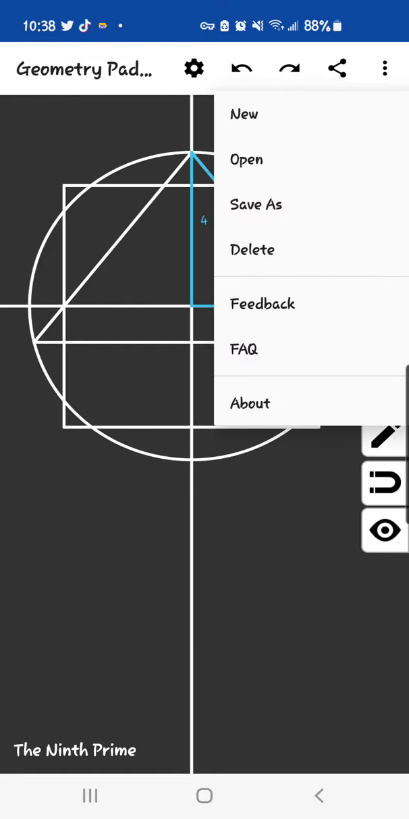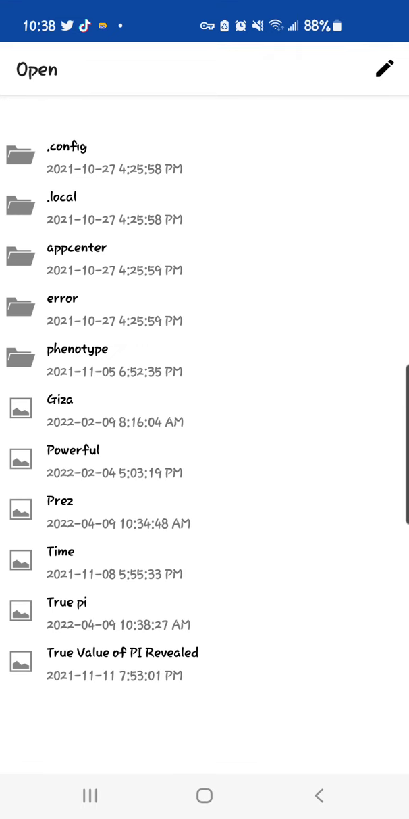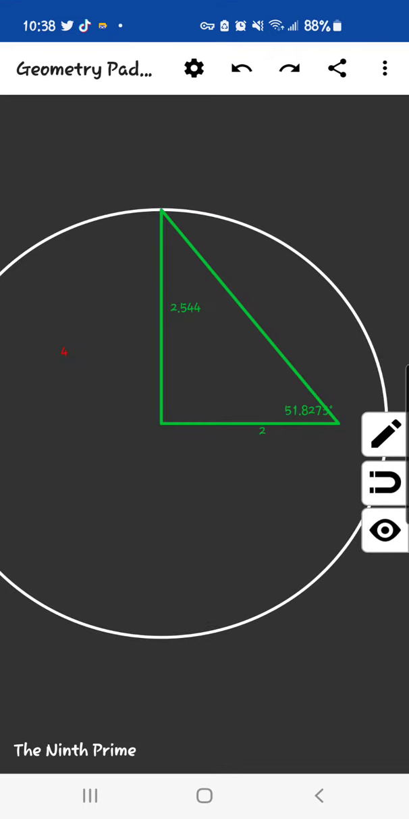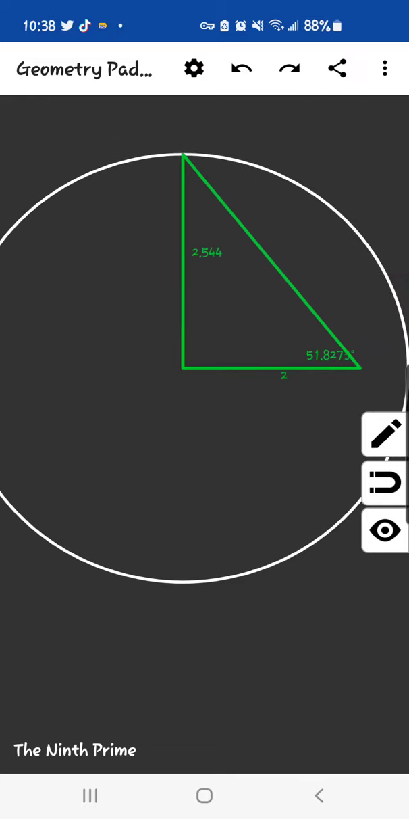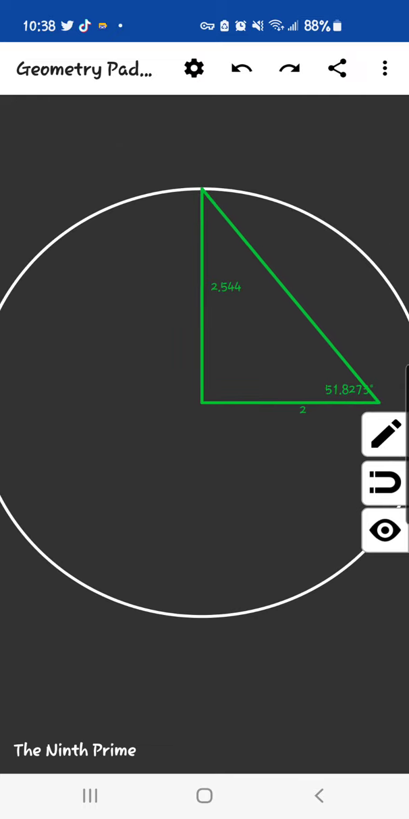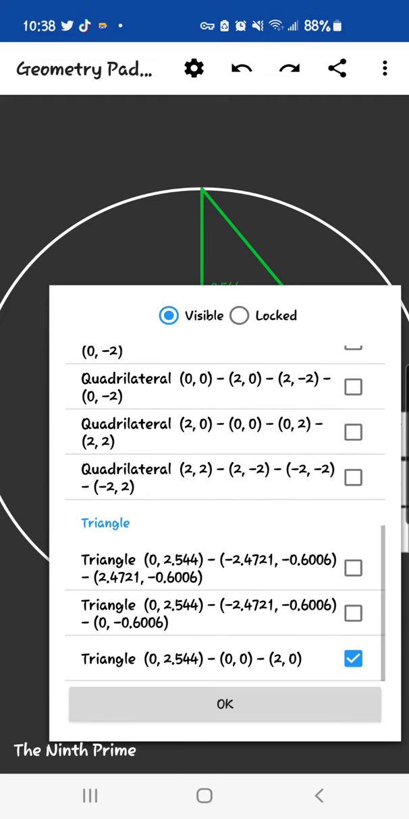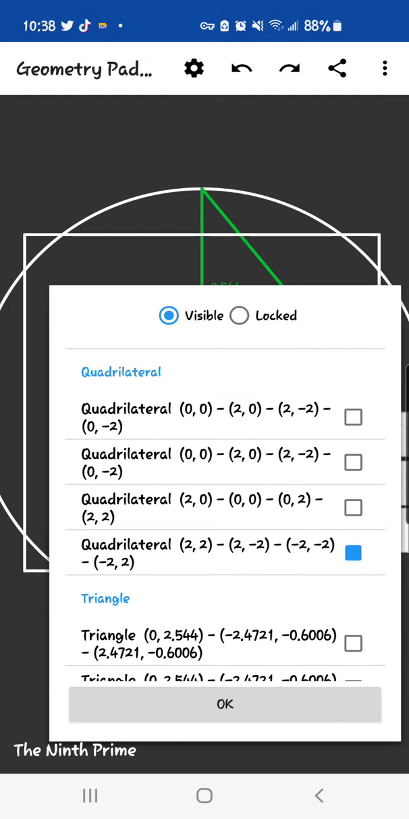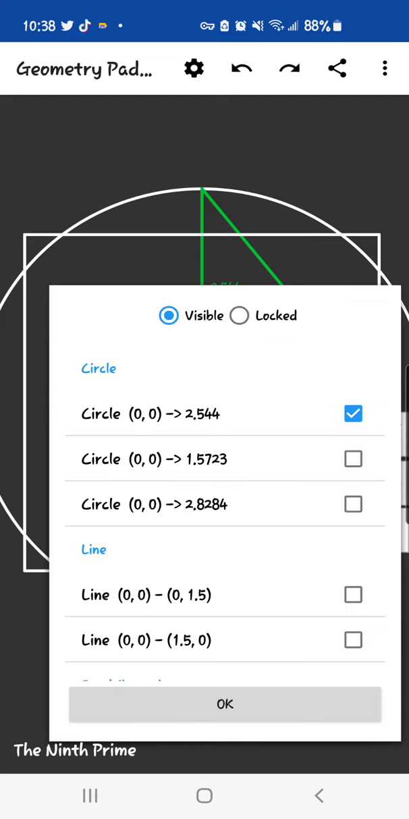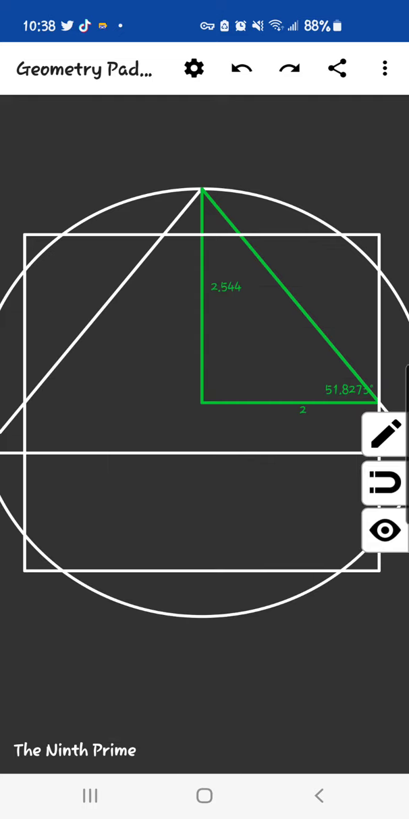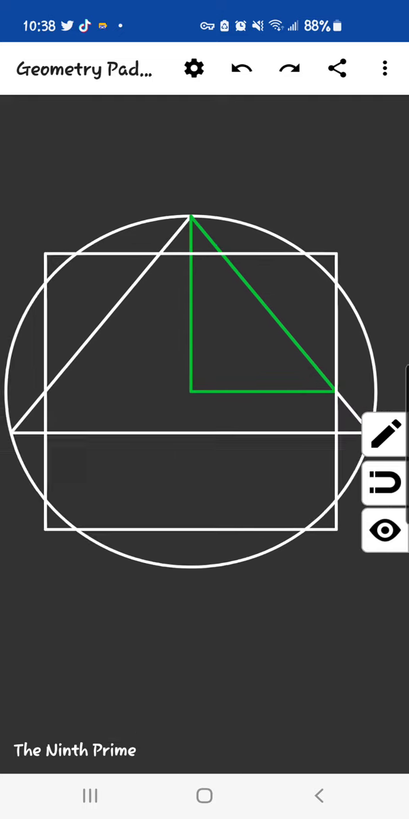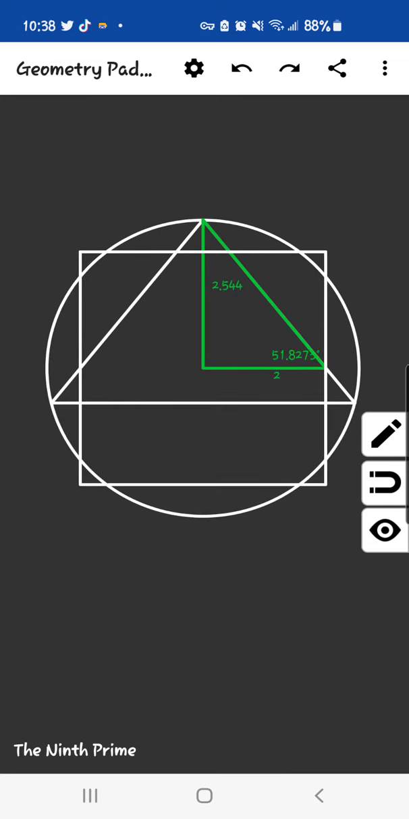Okay, and let me open the other one. Press right there. So you see, that number 4 is not supposed to be there. It's just a glitch of the application. As you can see, I just moved it and it's already gone. But as you can see, if I put back the square right there and the triangle, the template's still the same. Still the same template.